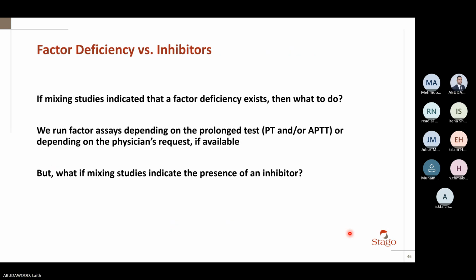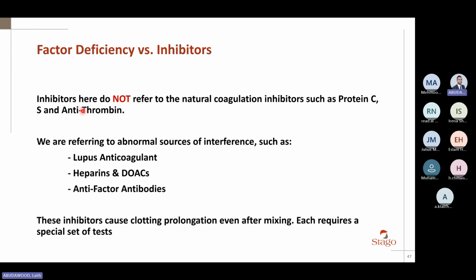So this is pretty much the rest of what we have said. Okay, we run factor assays depending on the prolonged test. And if the mixing study said there's an inhibitor, then inhibitors here do not refer to the natural coagulation inhibitors. And this is a common confusion.